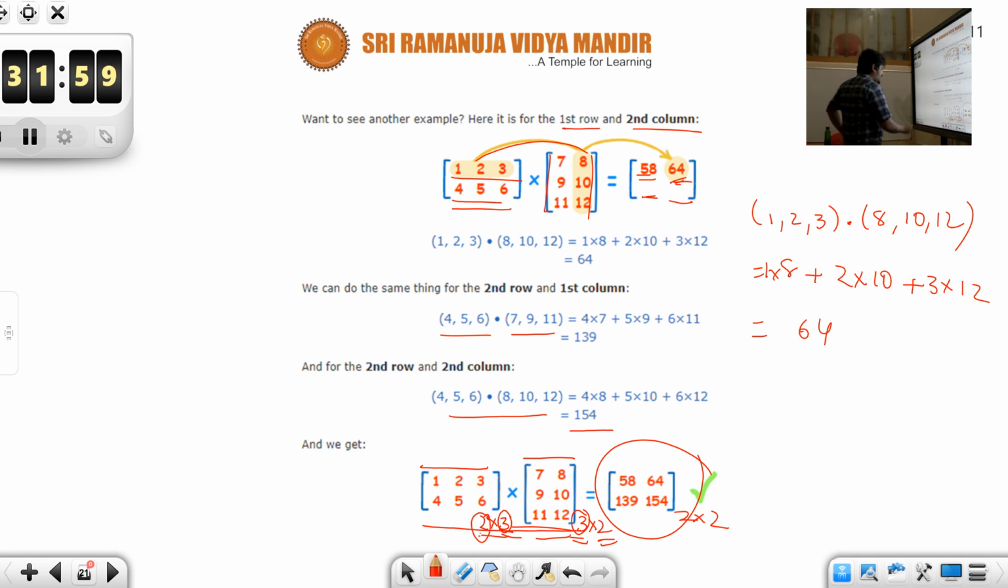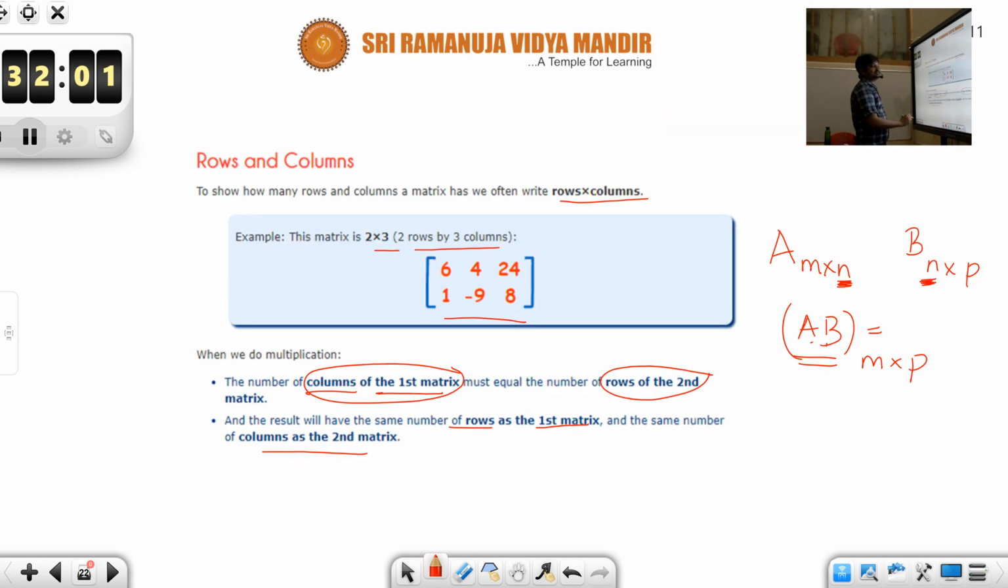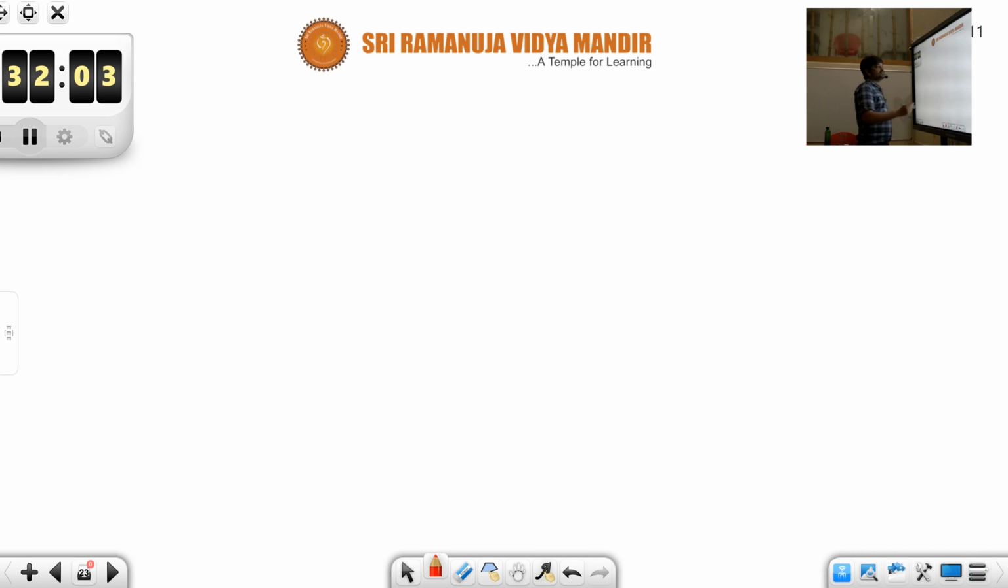Okay students, similarly, let me take another example. Suppose you have A of order 3 by 4 and B of order 4 by 1. Now say you want to multiply matrix A with B. Is it possible?